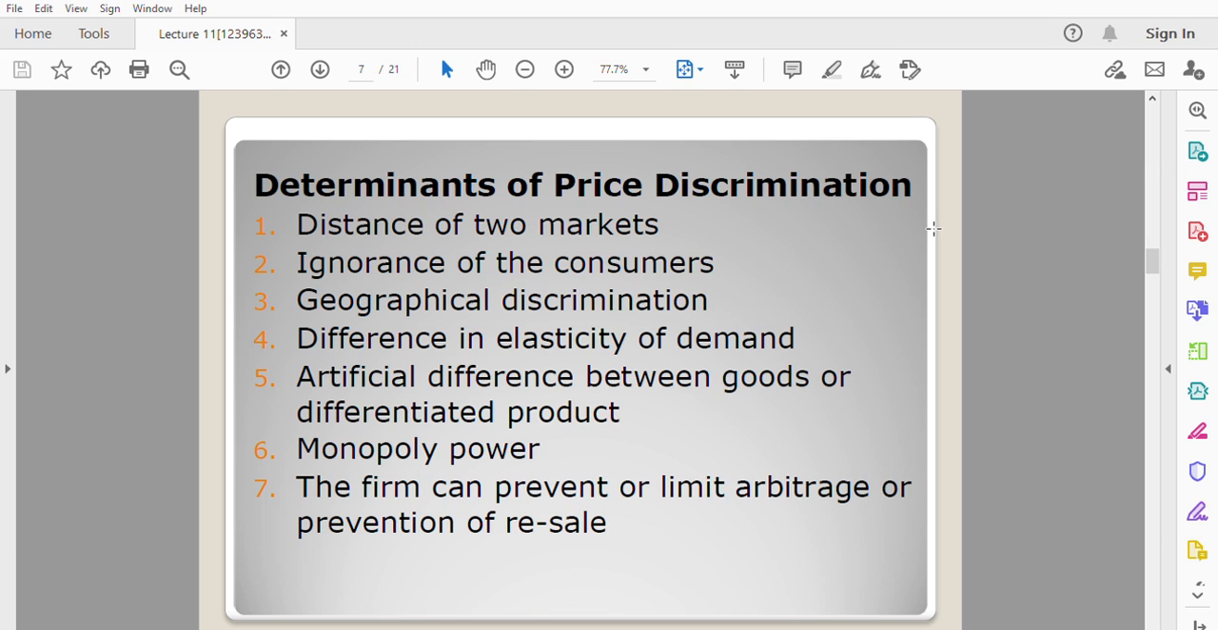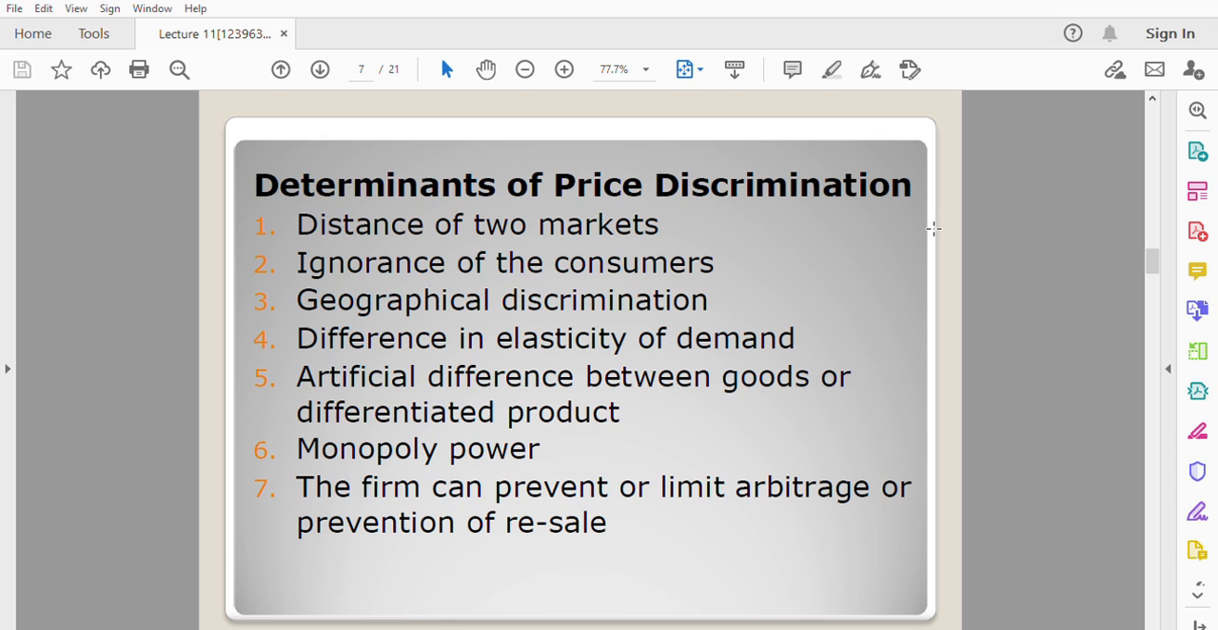Right, and the next is monopoly power. A firm is tempted to discriminate pricing when it gains monopoly power because it is now the price maker. He charges whatever price he wants. So he can meet a poor man and charge a low price, but a rich man and charge a high price. The last is if the firm can prevent or limit arbitrage, or prevention of resale.